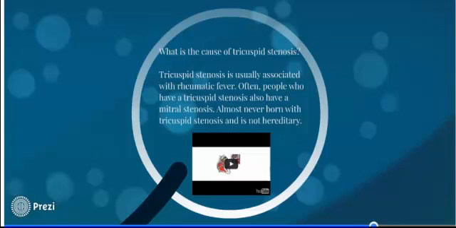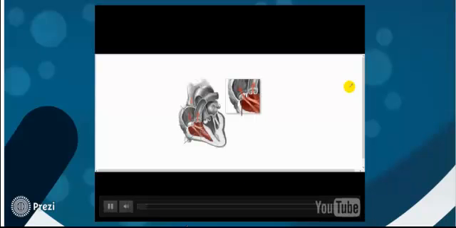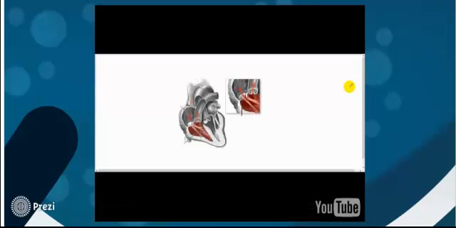Finally, the tricuspid stenosis is usually associated with rheumatic fever and is not hereditary. Okay, let's talk about tricuspid and pulmonary stenosis and regurgitation. We'll start out with tricuspid stenosis. And tricuspid stenosis is more common in females than males, and it can also happen from rheumatic heart disease.